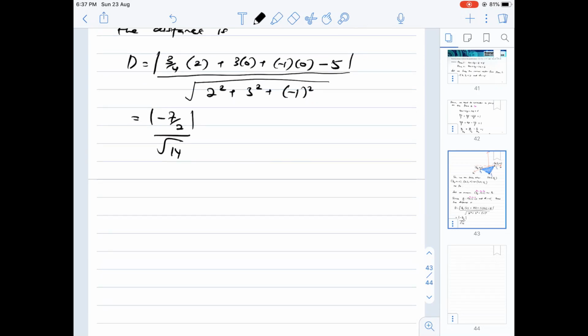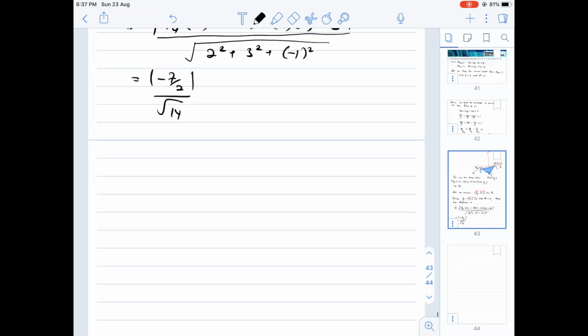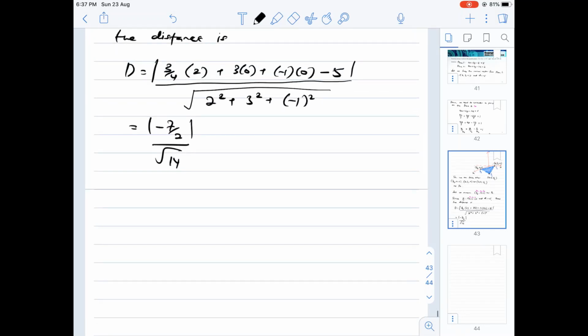So the answer will be 7 over 2 times square root of 14, or you can put your answer into decimal places, 0.9354. Okay, so that's it.